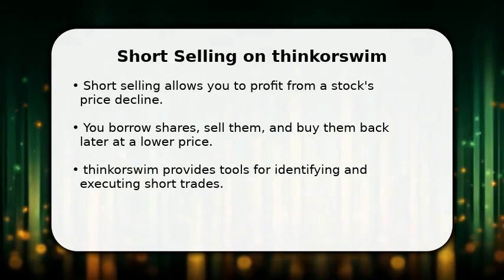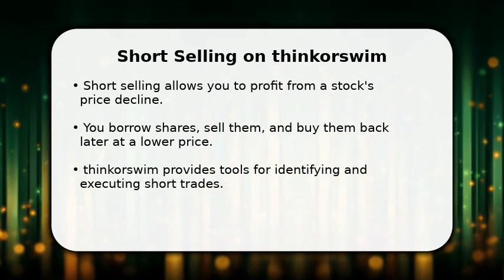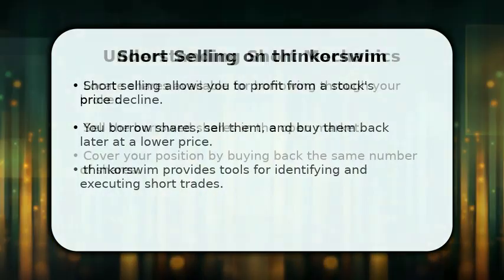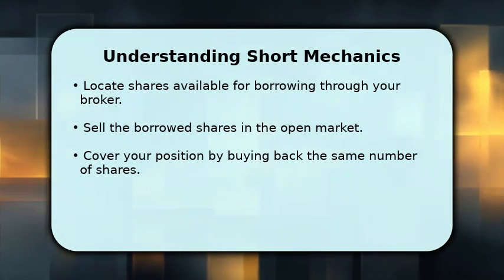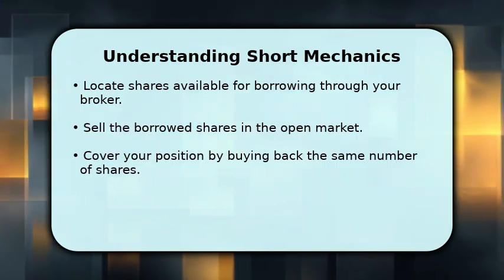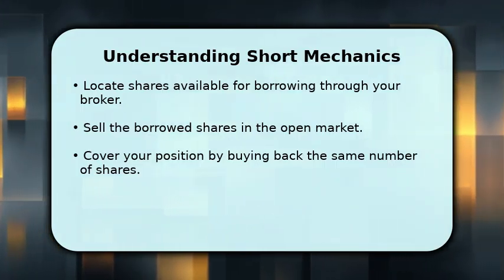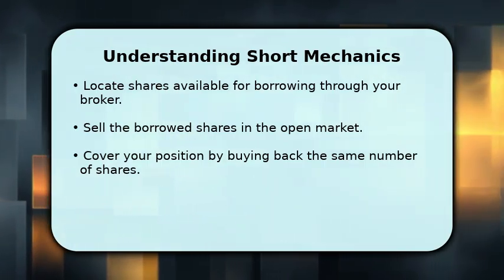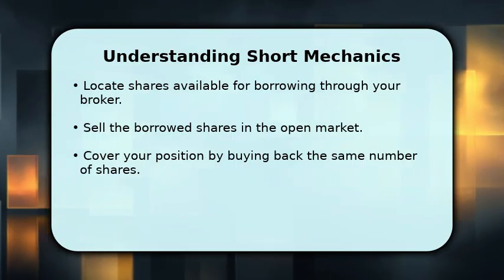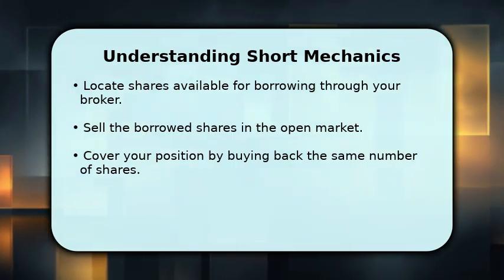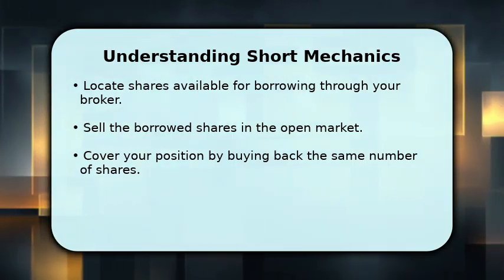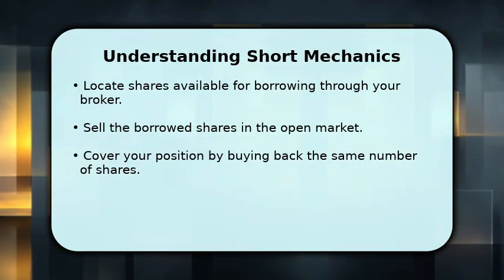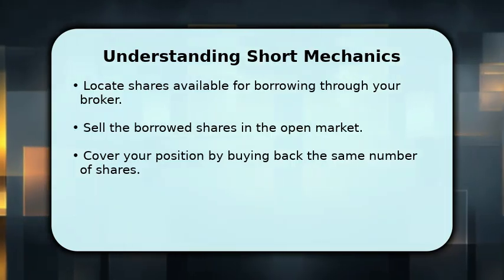Thinkorswim offers a robust platform to help you identify potential short opportunities and execute these trades efficiently. Understanding the mechanics is key. First, you need to ensure that shares of the stock you want to short are available to borrow. Your broker, like TD Ameritrade through Thinkorswim, facilitates this. Once borrowed, say 100 shares, you immediately sell these shares on the open market. Your goal is for the stock price to drop. When it does, you buy back the same number of shares at the lower price, which is called covering your short position, and return them to the lender.